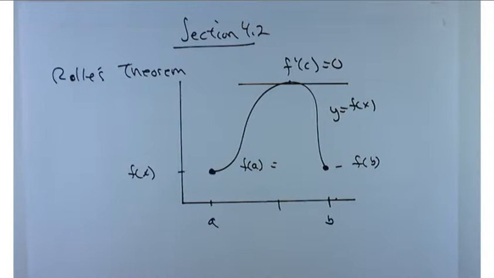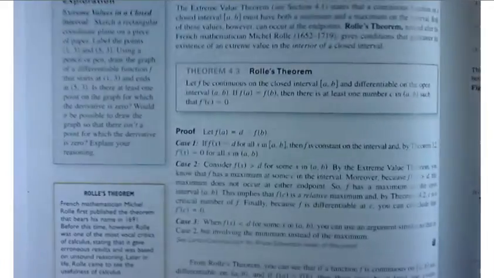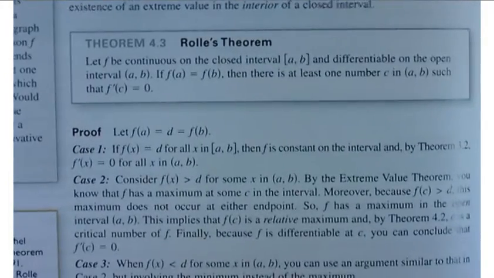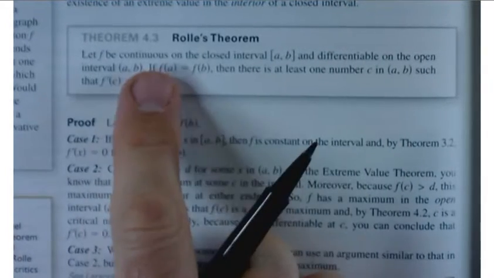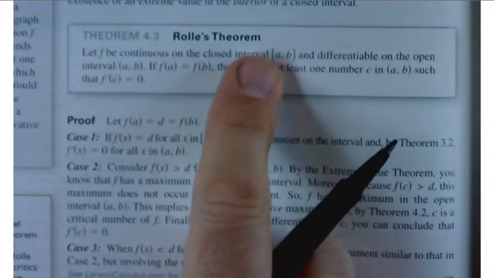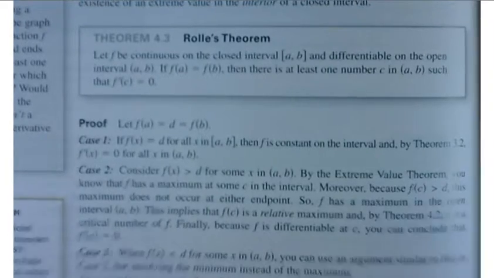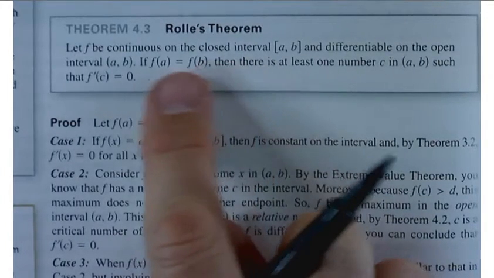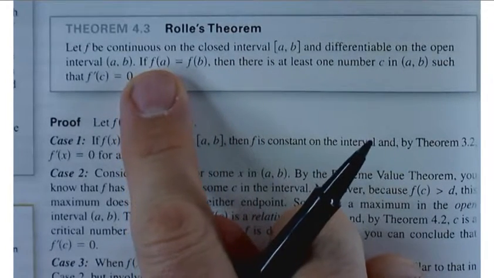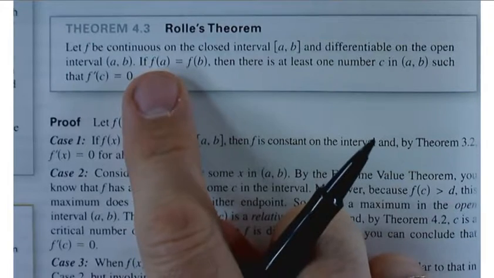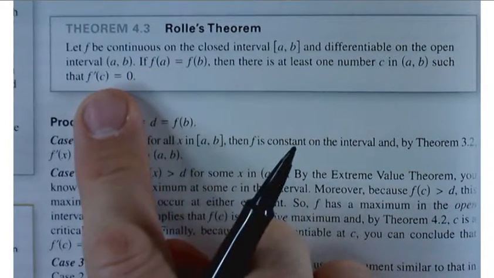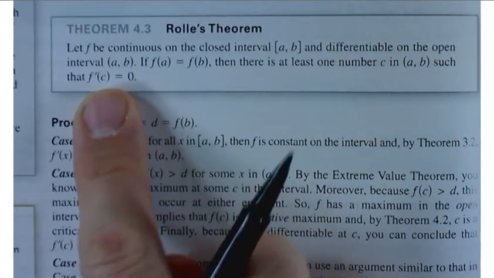Now, the actual formal definition of Rolle's theorem is on page 210 of your book. Let's take a look at that real quickly. So here it is. F is a continuous function on the closed interval, and it's differentiable on a to b. That's called the open interval. Then, if the value of the function is equal at the endpoints, there's at least one place where you have a horizontal tangent line. At least one.